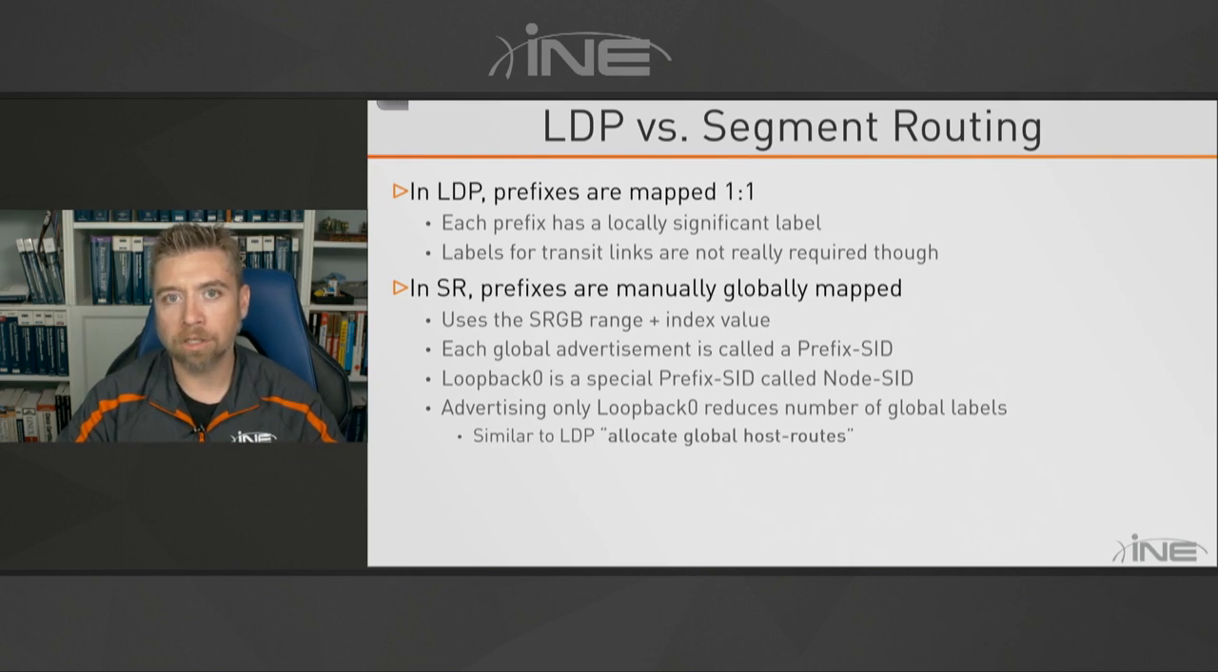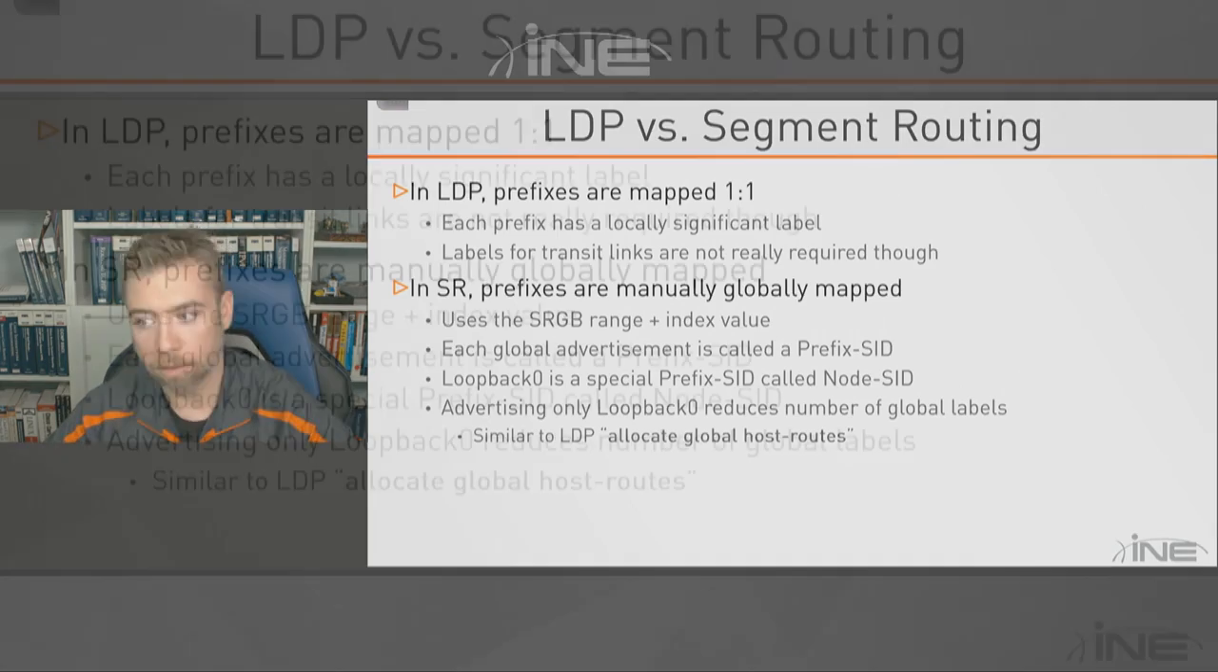So the numbering convention in our case is going to be very basic. Router 1 is going to use index 1, router 2 is going to use index 2, and so on and so forth. But we do need to make sure that these are unique, because these label values now are globally significant to the entire service provider, as opposed to locally significant between me and my next hop neighbor, as would be the case with LDP.